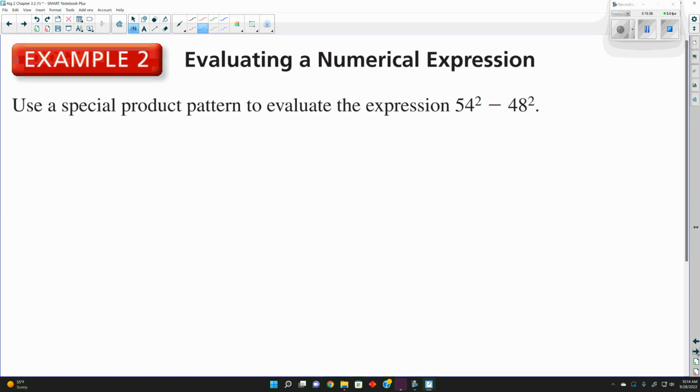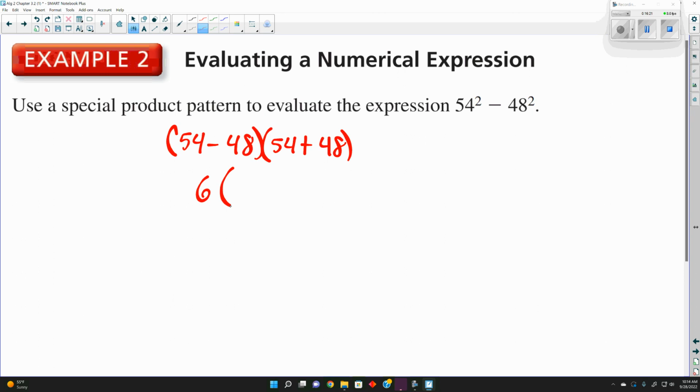Use the special product pattern to evaluate this here. Well, what have we been saying? If we have two things that are perfect squares and they're being subtracted, we could rewrite this. So really, I could rewrite this as 54 minus 48 times 54 plus 48, because this here is a difference of perfect squares. 54 minus 48 is what? 6, isn't it?